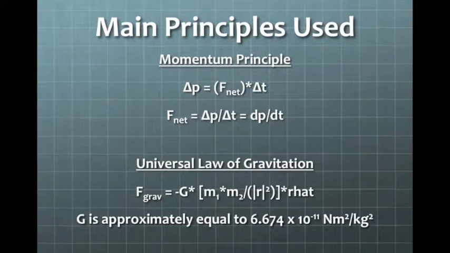The two main principles used in this lab are the momentum principle and Newton's law of universal gravitation. The momentum principle can be derived so that the change in momentum over the change in time equals the net force acting on the object. Newton's law of universal gravitation states that any two bodies in the universe attract each other with a force that is proportional to the product of their masses and inversely proportional to the square of the distance between them. This can be seen in the equation on the slide. The constant G is equal to 6.674 times 10 to the negative 11 newton meters squared over kilogram squared.